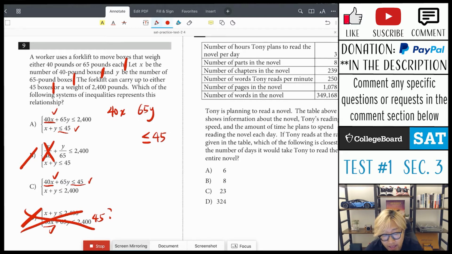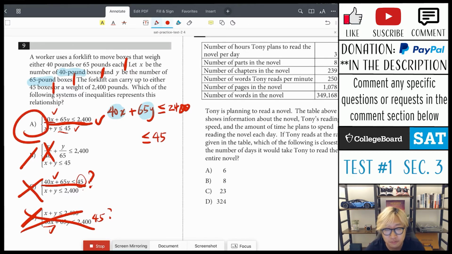Or a weight of up to 2,400 pounds. So the pounds were here, the 40 pounds and the 65 pounds. So this one and this one together better be less than or equal to 2,400. So I see it over here. That's cool, but what is this? 45 is not the pounds, that's the number of boxes. So C's out, A must be the answer.